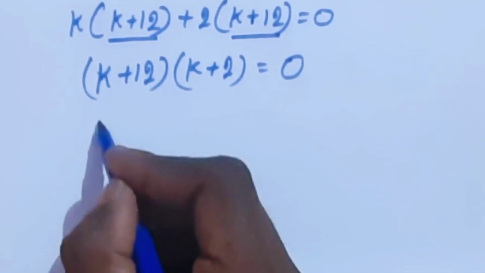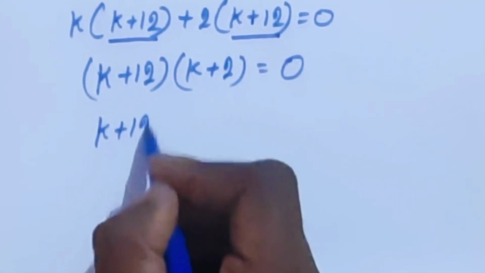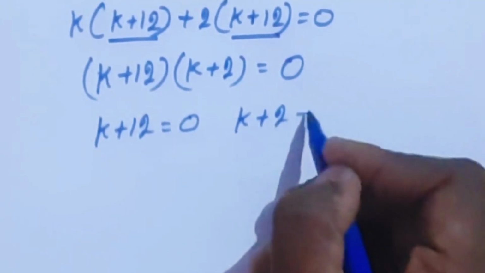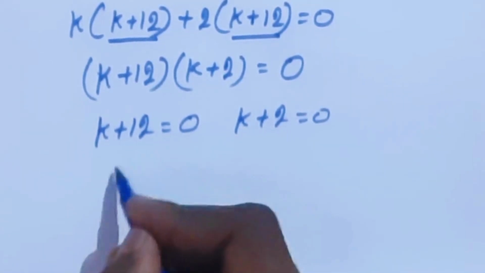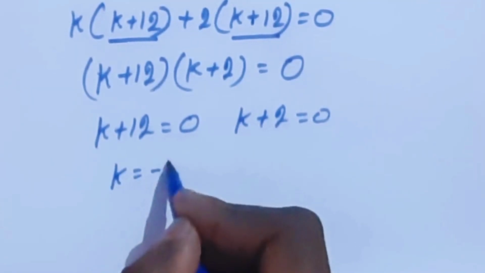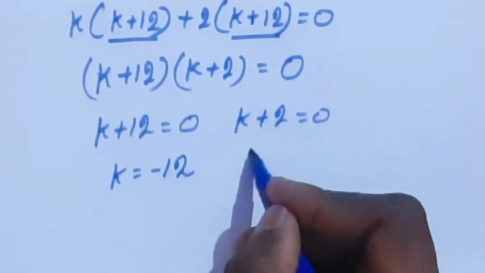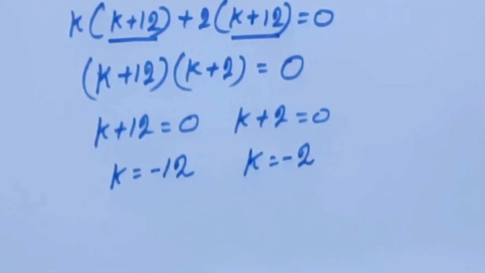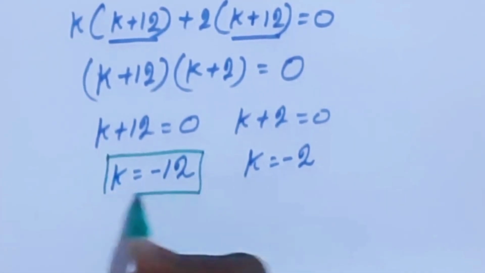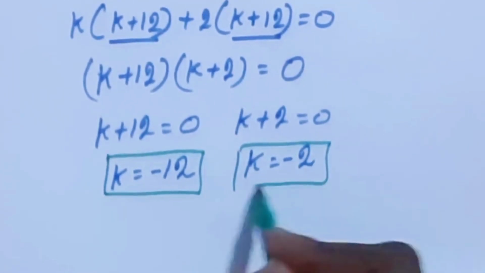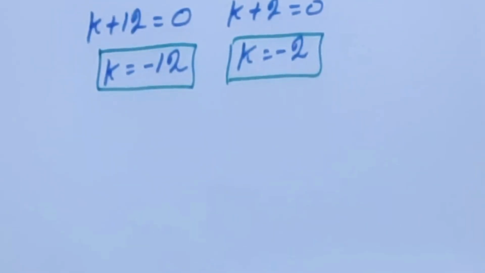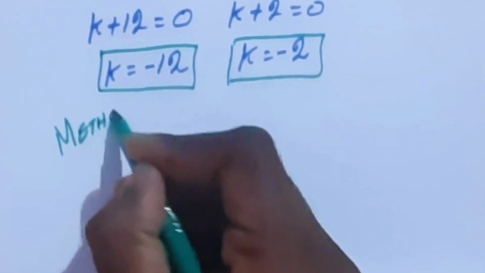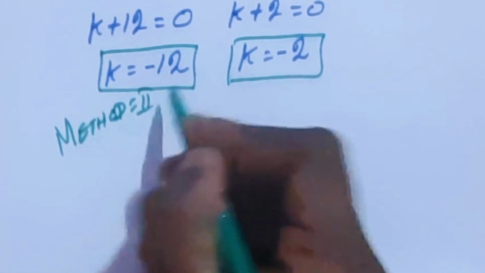Now we have two equations. One is k plus 12 equal to 0. The other one is k plus 2 equal to 0. From this, k equal to minus 12. From here, k equal to minus 2. These are the possible k values in the first method. Now we are going to try another method, called method 2.